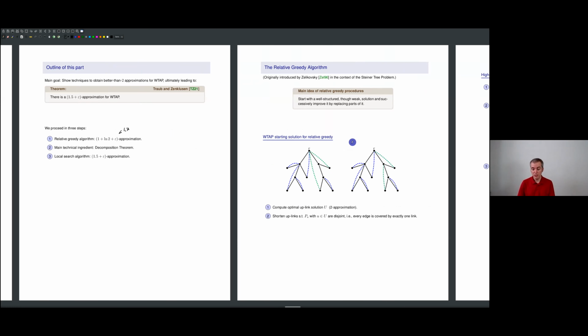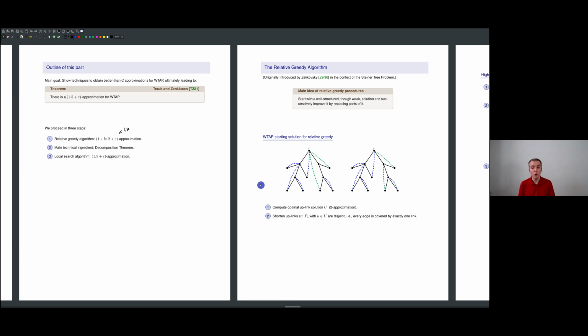So back to the relative greedy algorithm. Again, as I mentioned, this was introduced in the context of the Steiner tree problem by Zelikovsky. And the idea is simple, yet quite powerful, I would say. Namely, what we're going to do is start with a very simple solution that is weak but heavily structured, and then we try to successively improve it. So I'll explain right away in the context of weighted TAP.